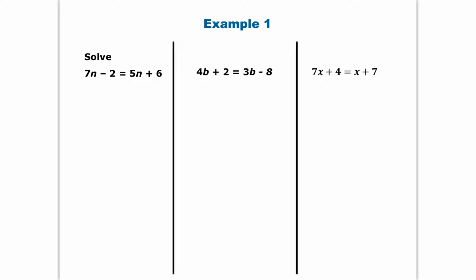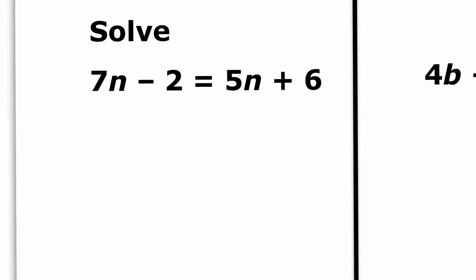Now these equations here, they don't have fractions, but if you guys pay attention to the equations, we do have variables or a variable on the left side and on the right side of the equation. So here we have a 7n on the left side, 5n on the right side, 4b on the left side, 3b on the right side, 7x on the left side, and x on the right side. So let's go ahead and look at this one first.